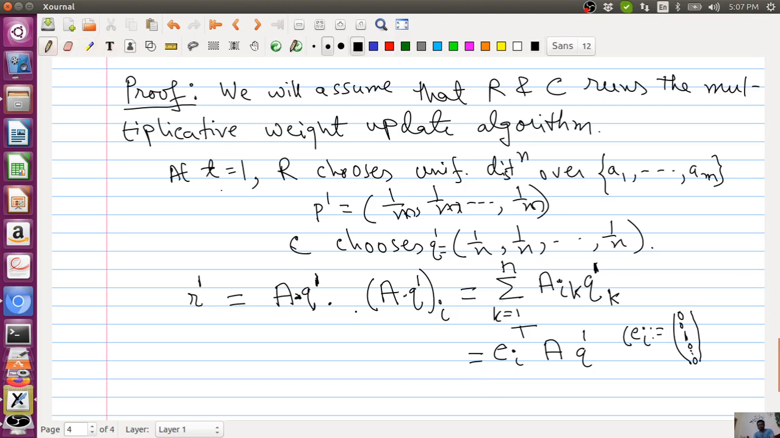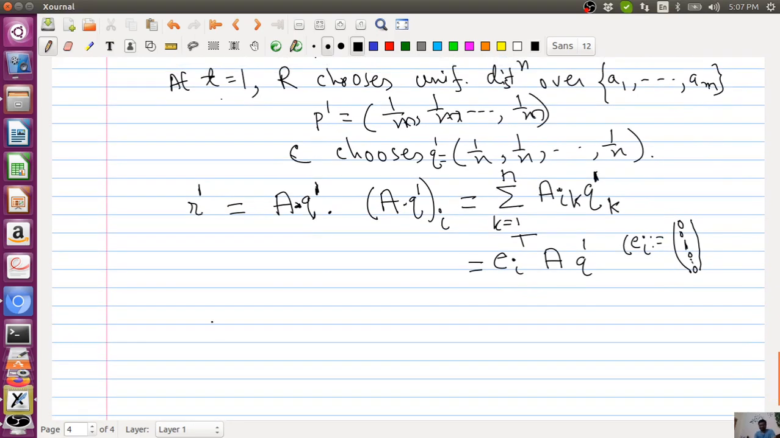So basically you assume that the column player plays Q1, and then you consider the payoffs of the row player for various pure strategies that she can play, R1 through Rm. So you get m payoff values, you stack them into a vector with m entries, and that is your reward function R1. And that vector is exactly A times Q1. And in general, the Tth reward function Rt is equal to A times Qt.